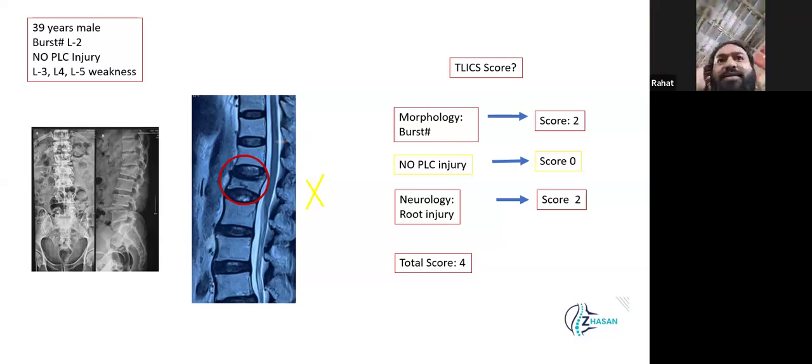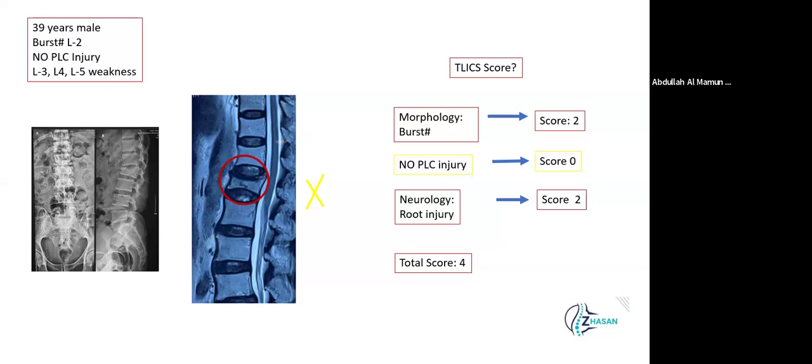I have a question: in case of TLICS score 4, how do surgeons make the choice, whether to go for conservative treatment or surgery? Yeah, very nice.